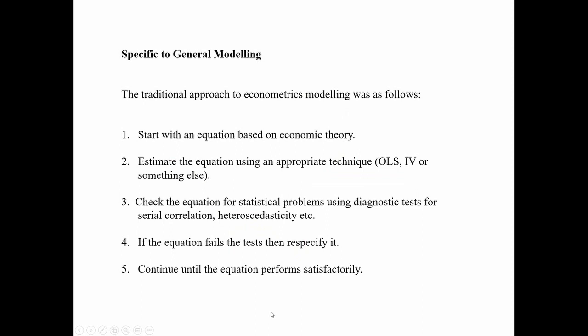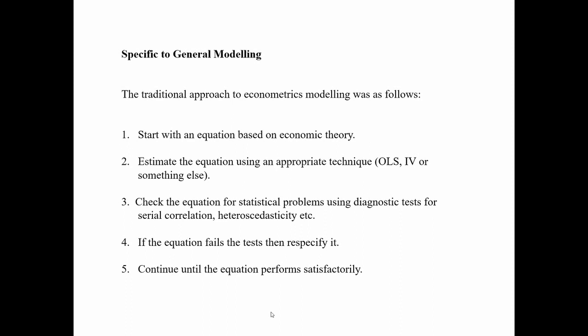Now, there are different ways in which we can approach this process. For many years, the standard approach in econometrics was what we call a specific to general approach. And basically, it works like this. We start off with an equation that's based on economic theory, for example, the demand and supply model. We then estimate the equations that characterize that theory using an appropriate technique, ordinary least squares, instrumental variables, or whatever.